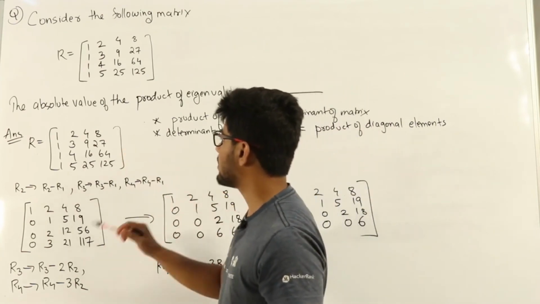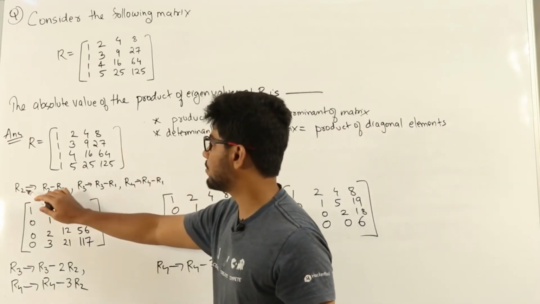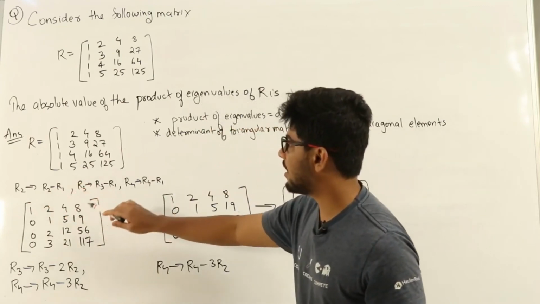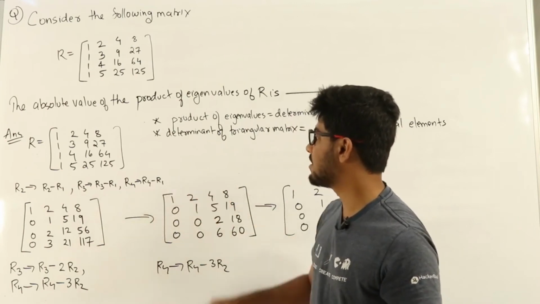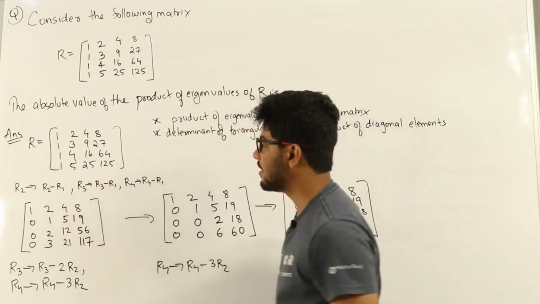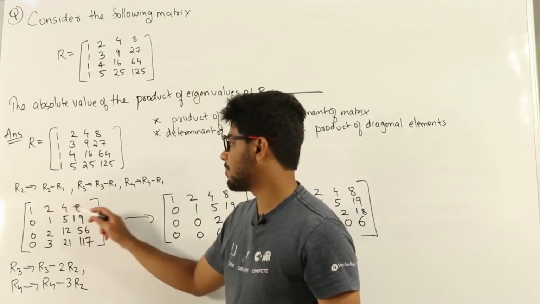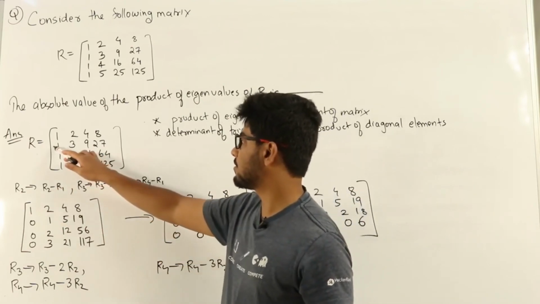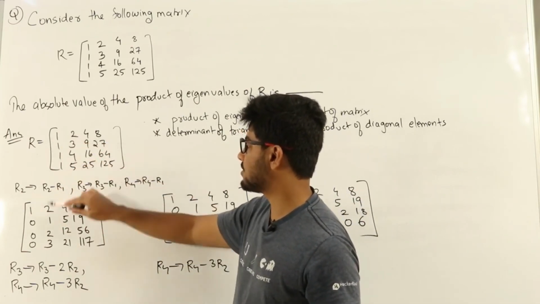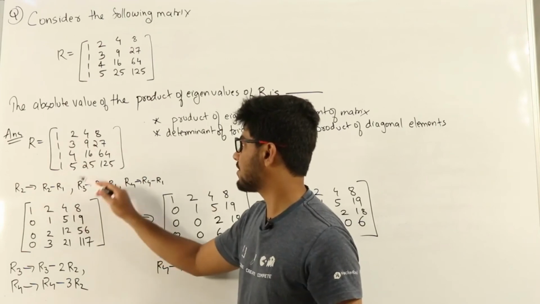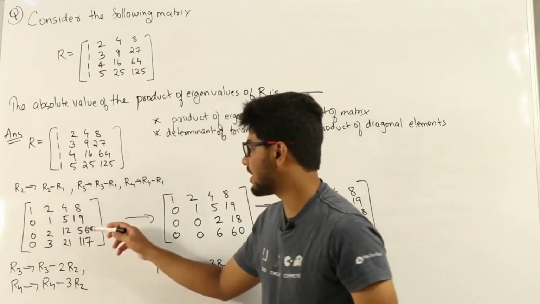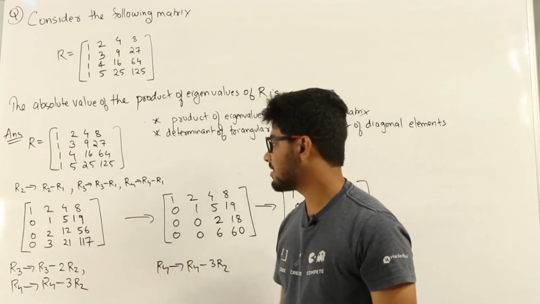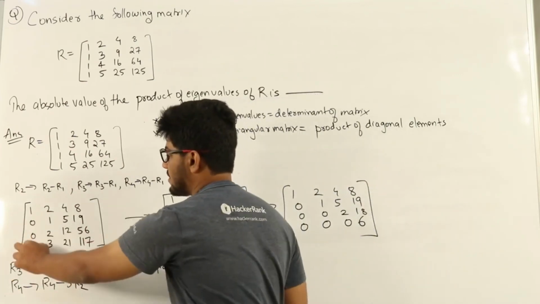So we are applying elementary transformations. We are doing R2 equals R2 minus R1, R3 transforms to R3 minus R1, R4 transforms to R4 minus R1. These are all rows which will become this particular matrix here. This 1 minus 1 is 0, 3 minus 2 is 1, 9 minus 4 is 5, 27 minus 8 is 19. Similarly, we are doing it for rows 3 and 4 as well. We get this matrix. Now we have made all these elements 0.